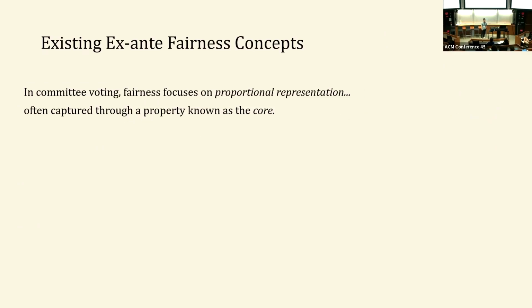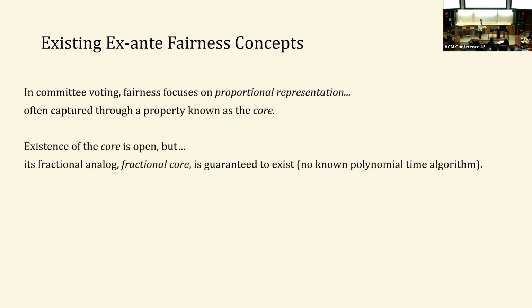Yeah. Okay, so this is usually studied with the notion of core, which you might know from other settings. In committee voting, existence of the core is a major open problem. Its fractional analog, however, is guaranteed to exist, but there's no known polynomial time algorithm for it.